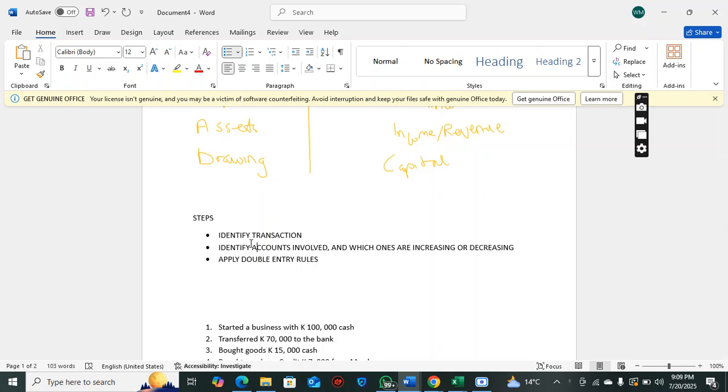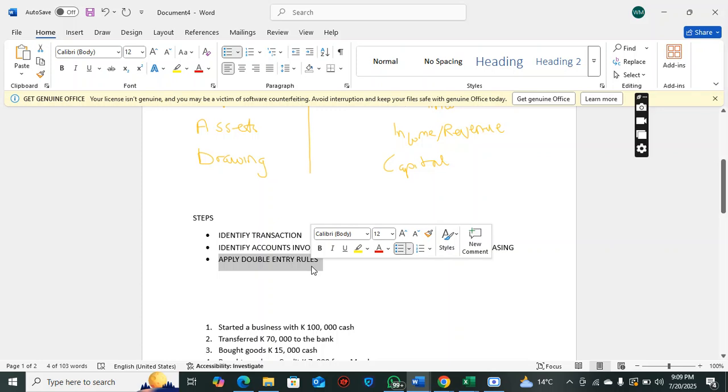After you identify the transaction you're dealing with, you identify now the accounts which are involved. The assets, are the liabilities, is it revenue, is it an expense? Okay. And then you identify which ones are increasing or decreasing. Okay, here we're not using debit the receiver, credit the giver. No, we're using increase or decrease.